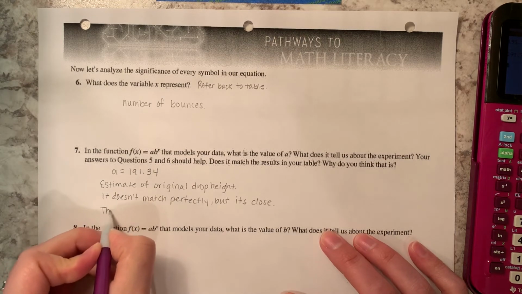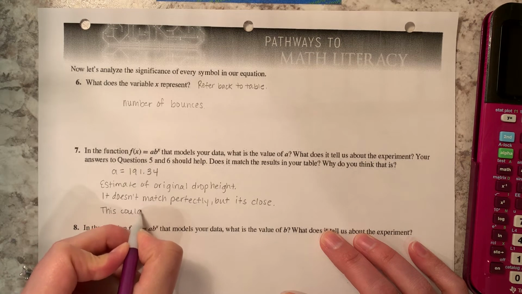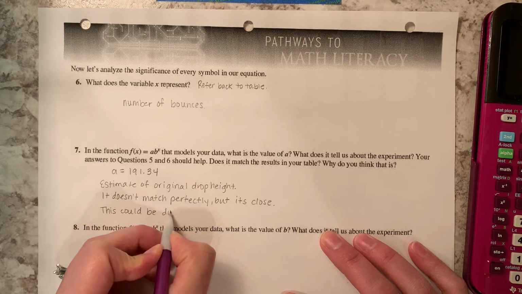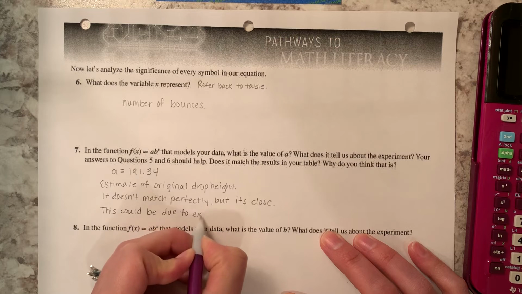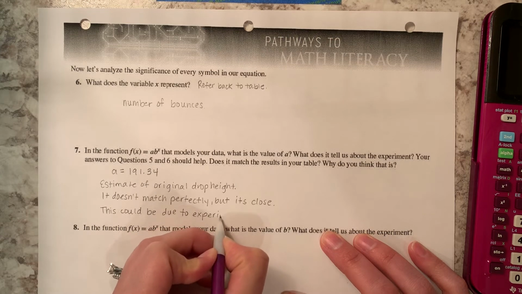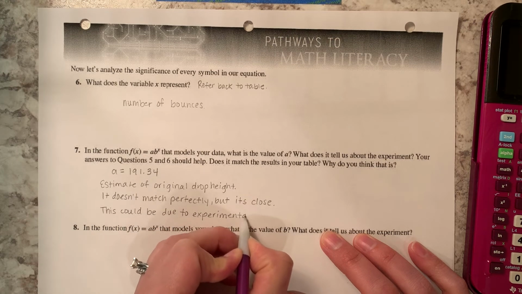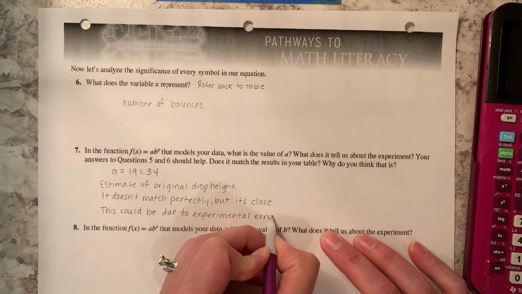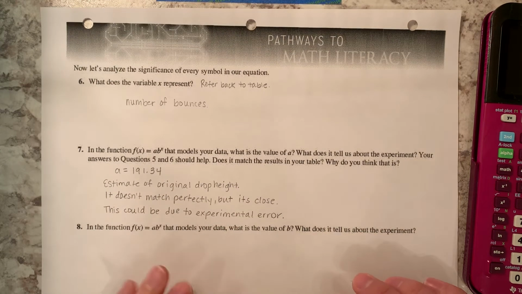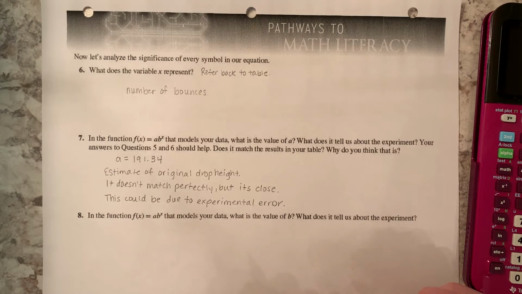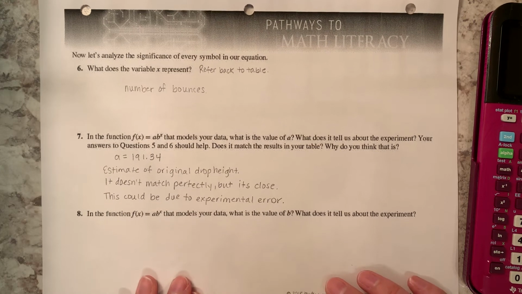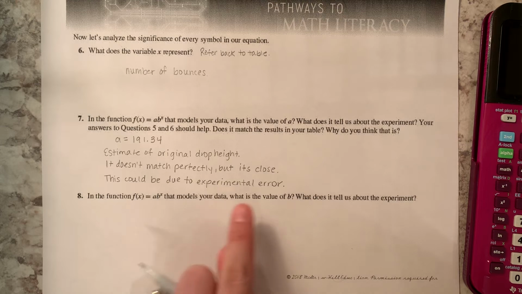So this could be due to experimental error. If you guys can imagine, if we had done this in class, I think it would be really, really difficult to measure how high up each bounce went. It's very hard to keep track of a bouncy ball when you bounce it, let alone measure the height of how high it goes. So it's probably just experimental error.